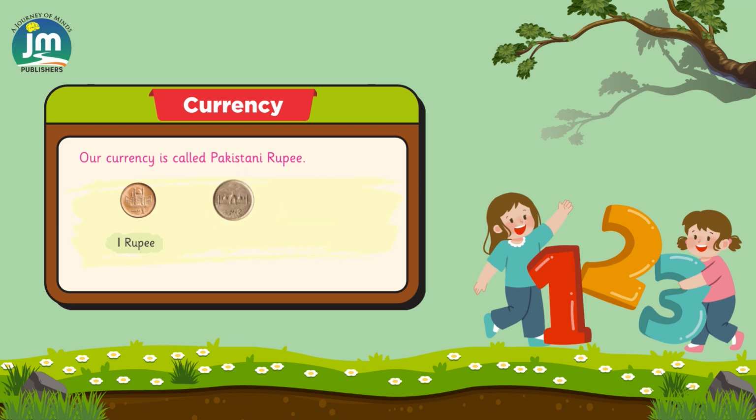Next one is 2 rupees coin. This is 2 rupees. It is a little bigger than 1 rupee. We can buy 2 candies or small biscuits with 2 rupees.